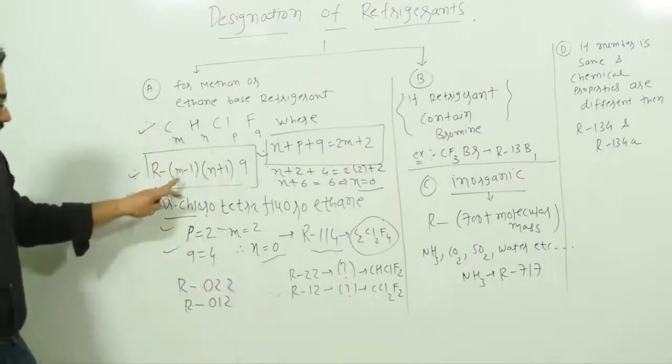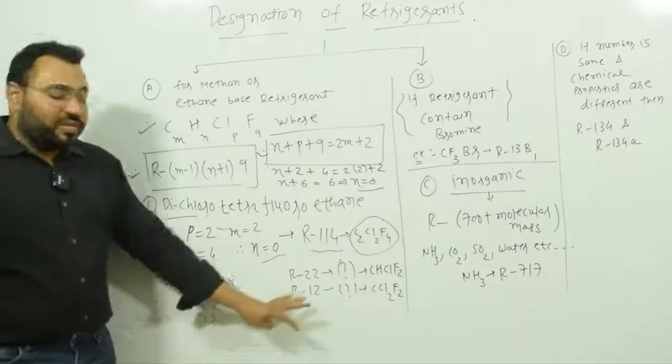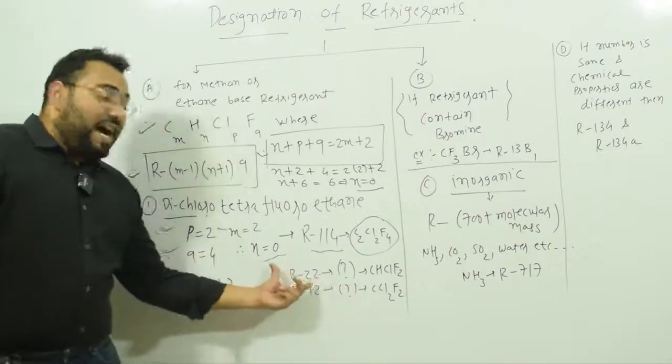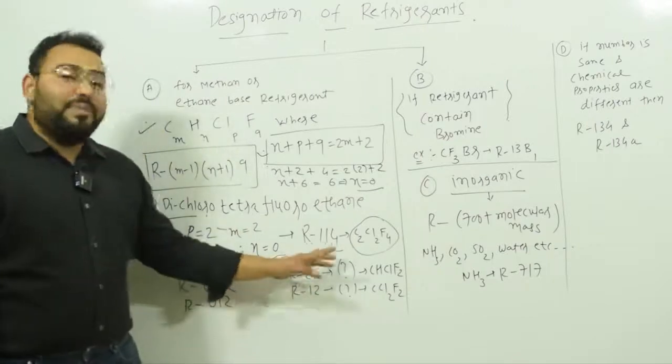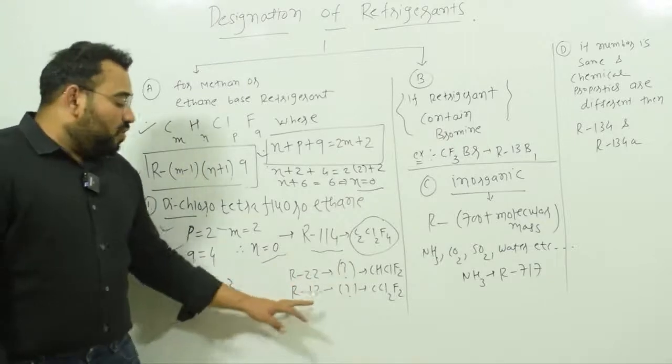R012. That means M minus 1 equal to 0, N plus 1 equal to 1, and Q equal to 0. So this is how you can find the reverse thing. Okay, so now there is one refrigerant R22. Find out the chemical formula. There is one refrigerant which is R12. Find out the chemical formula.